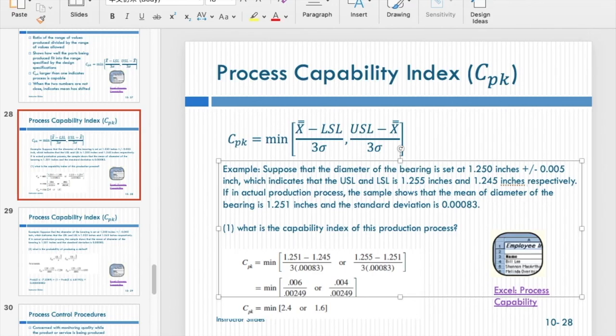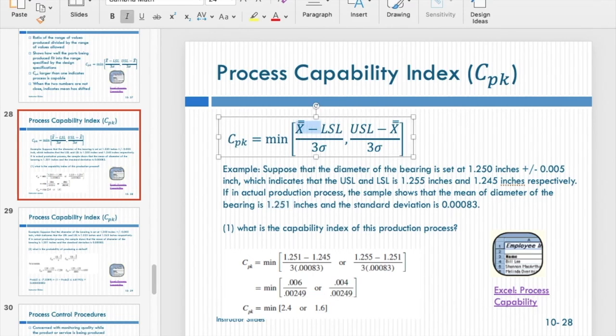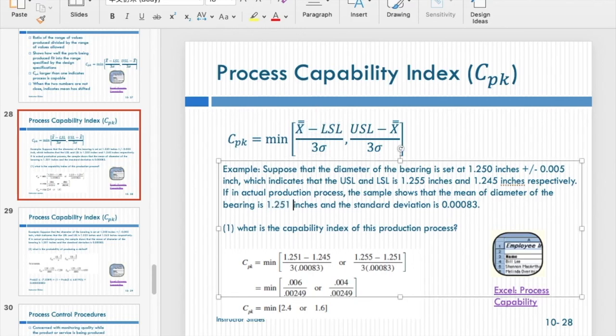All right. And in the actual production process, the sample shows that the mean of the diameter of the bearing is 1.251 inches and the standard deviation is 0.00083. This sentence corresponds to the information related to the actual production process, right? Based on the sample, the mean of diameter is 1.251, which corresponds to which notation? X double bar. So X double bar is 1.251 inches, and the standard deviation is 0.00083, which corresponds to sigma within this formula.